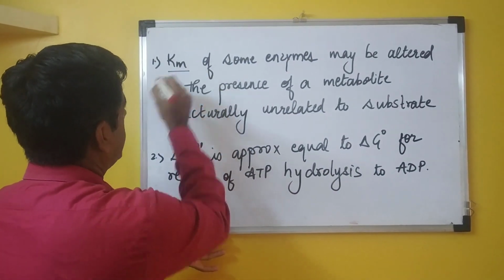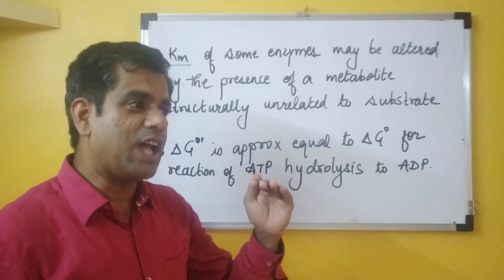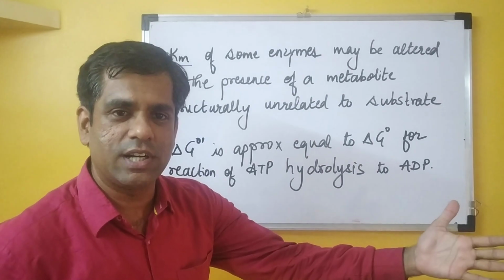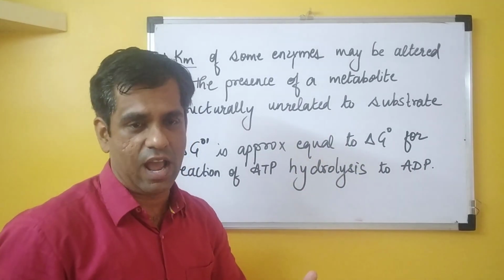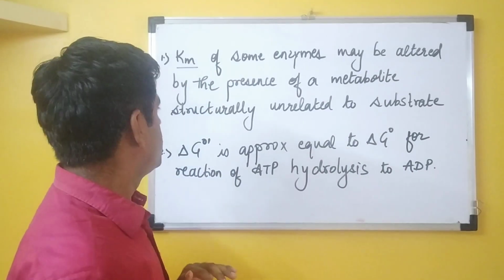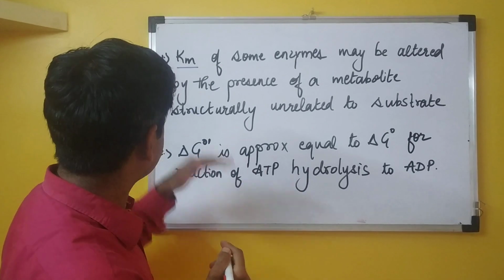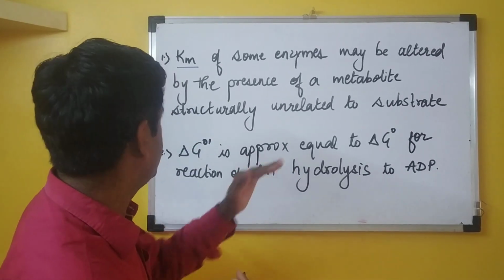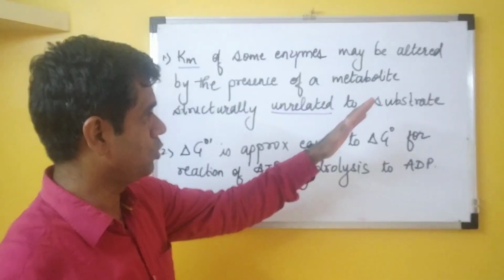Km, they are talking about Km, that is the affinity of the enzyme towards the substrate. We know that if the affinity of the enzyme towards the substrate changes, Km also changes. Affinity is more, Km is less. Affinity is less, Km is more. So is there an enzyme, a regulatory enzyme, where the Km value may be changed by a metabolite which is not related structurally to the substrate?